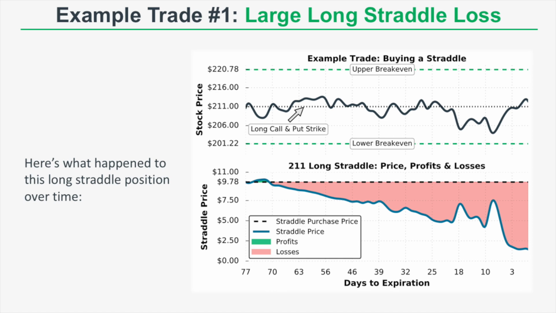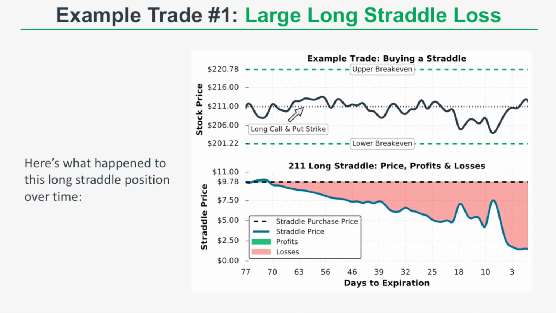So when the straddle price increases from our point of entry, we have profits, and when the straddle price decreases from our point of entry, we have losses. So in this example, we can see that the stock price remains right around our strike price of $211 over the entire 77-day period. Now on the bottom part of the graph, we can see that the straddle's price steadily loses value. Now that's from that negative theta that we talked about.